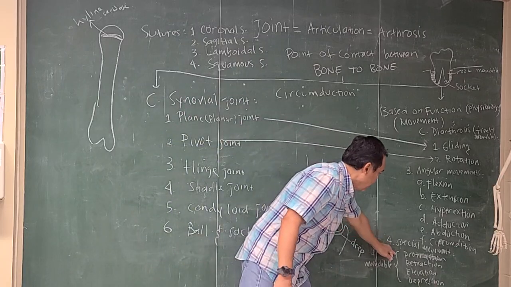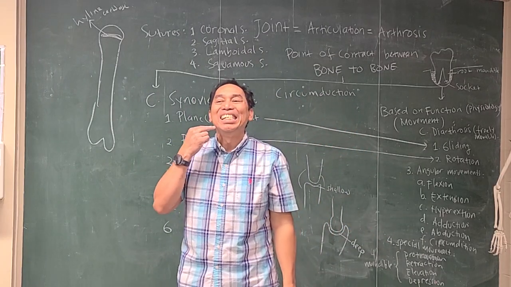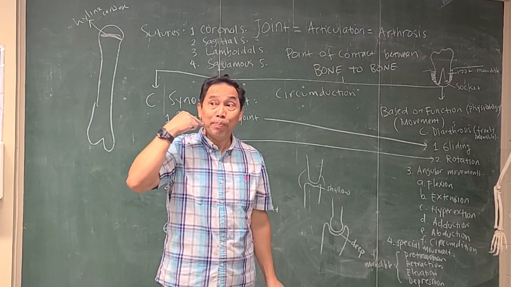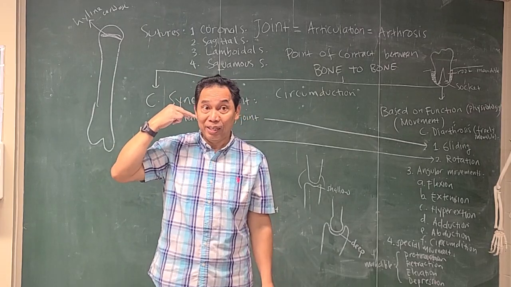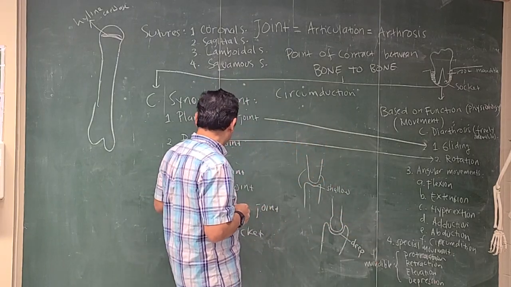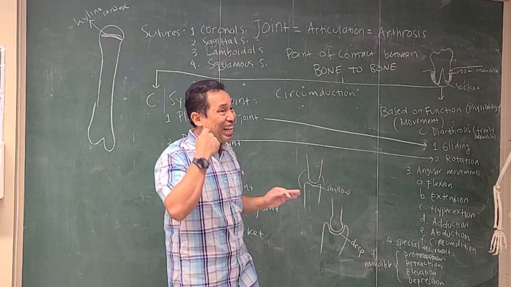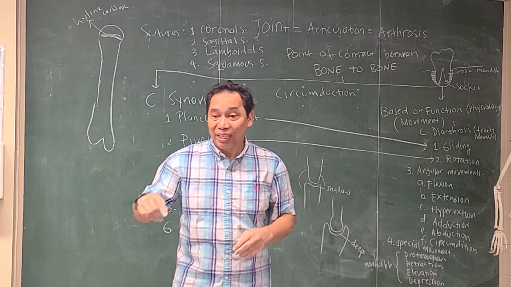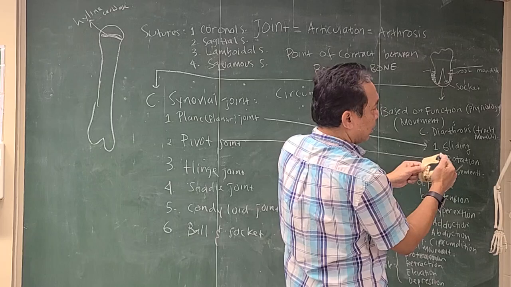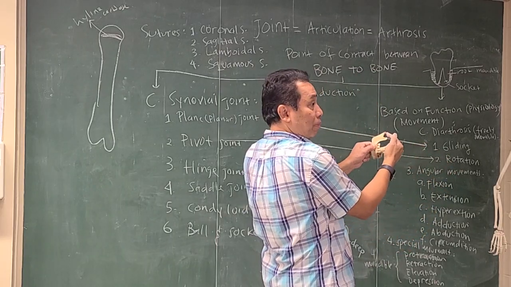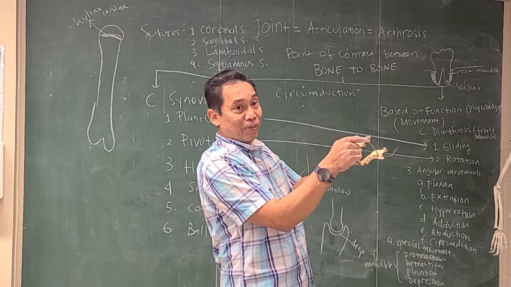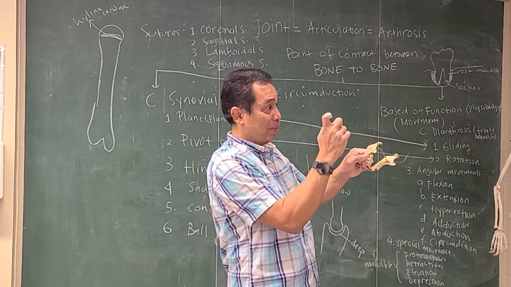Now this one over here, a special movement between the temporal bone and the mandible. It's called the temporomandibular joint. It has two joints over here, plane and hinge. If you see this one, it has the part that is flat. This will make the plane. And it has this, which makes the hinge joint. Get it?